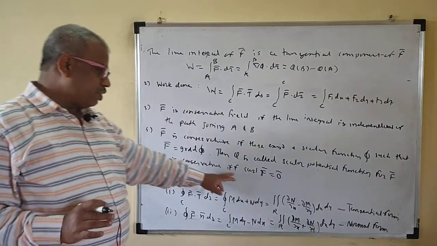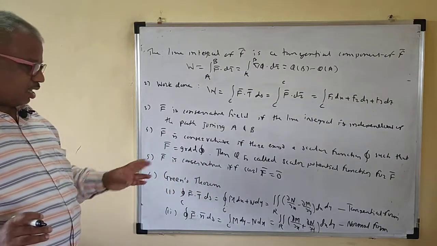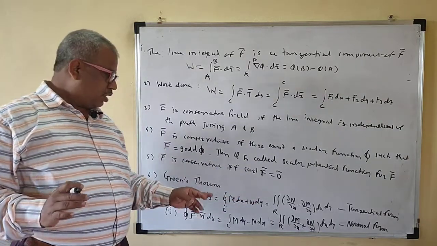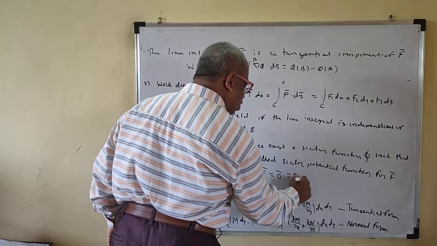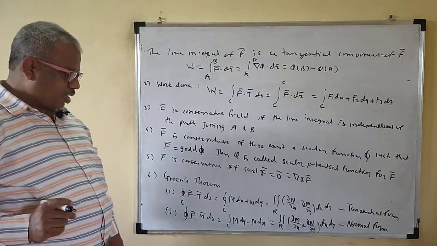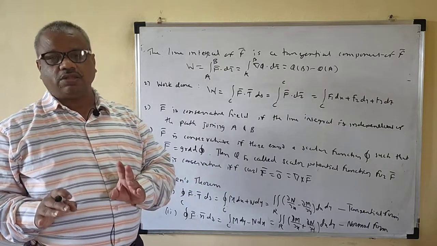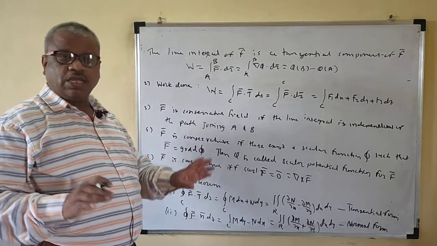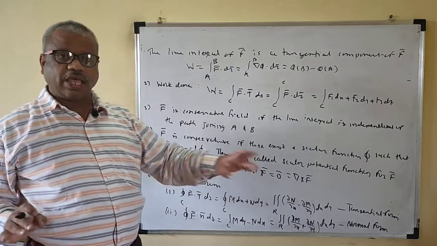Now the field is conservative if the curl of f bar is 0 bar. You know that the curl of a vector is a vector. It is denoted by del cross f bar, not nabla cross f bar. It is also called an irrotational vector field. So the field is conservative if and only if it is irrotational, if and only if the curl of f bar is 0 bar. They all have the same meaning.